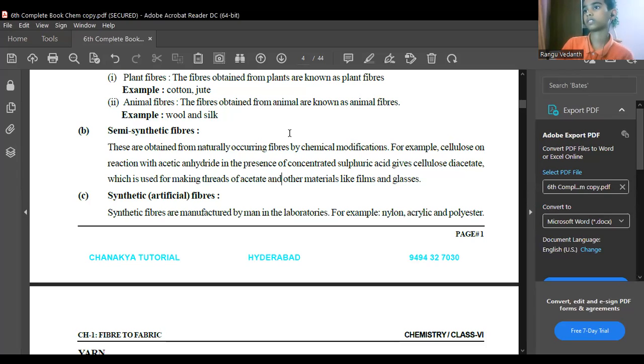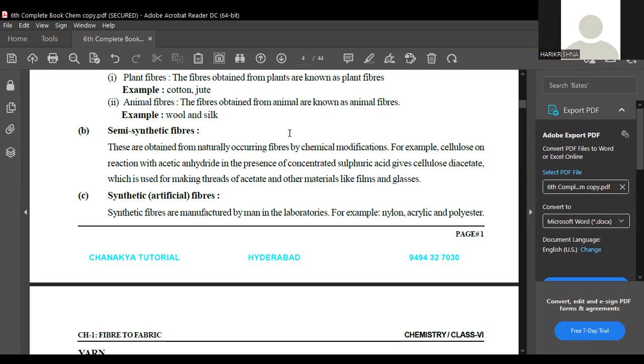So semi-synthetic means what? They are obtained from natural fibers by chemical modification. They take the natural fibers and add chemical modification so they could be a little bit better. For example, cellulose on reaction with acetic anhydride in the presence of concentrated sulfuric acid gives cellulose diacetate. Rayon is made with sodium hydroxide. It is used for making threads of acetate and other materials like films and glass materials.